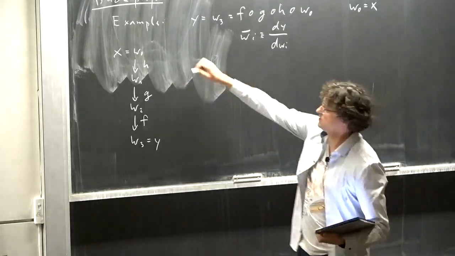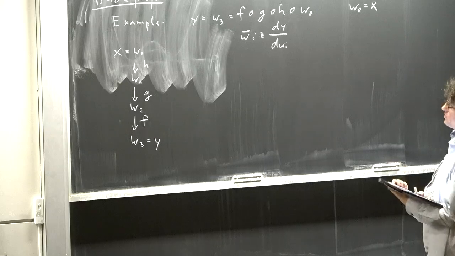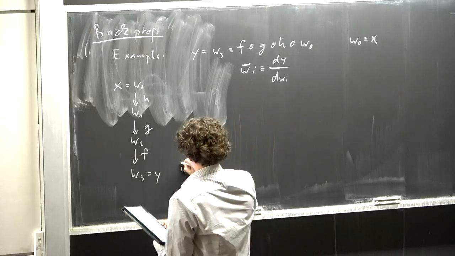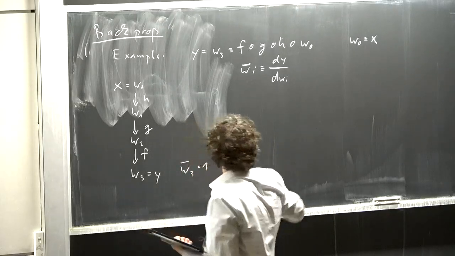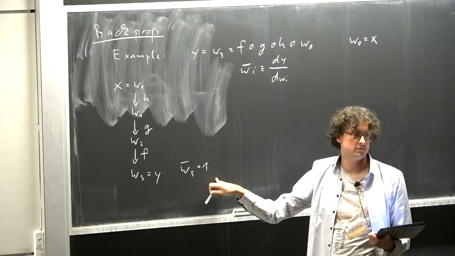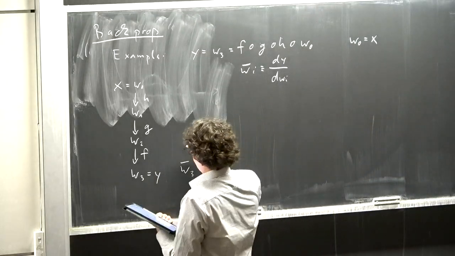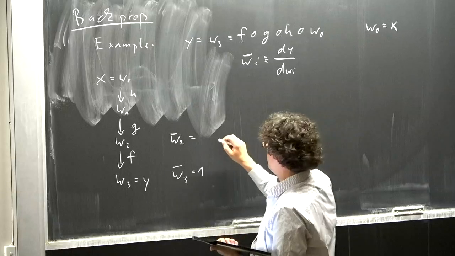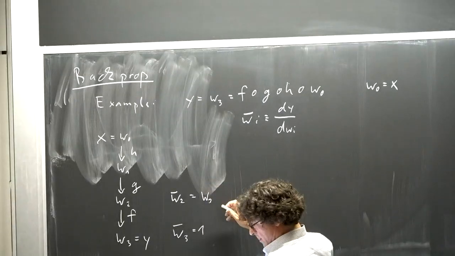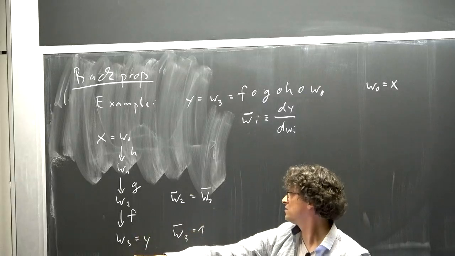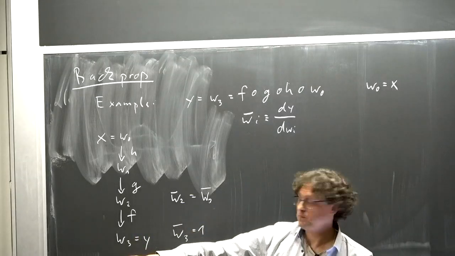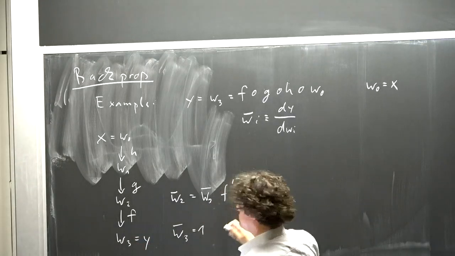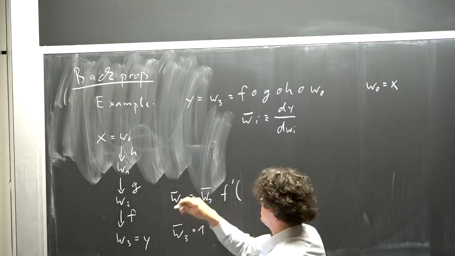Okay, so this is just the computation that we are doing. Now, if we wanted to calculate the gradient of y with respect to x, we can do this sequentially. First, we can calculate the gradient of y with respect to W1. That's just 1, right? Because they are the same. Then if we want to calculate the gradient of y with respect to W2, we apply the chain rule. So we use the gradient of y with respect to the output of f. So this is W3 bar, times the derivative of f with respect to its input, W2.